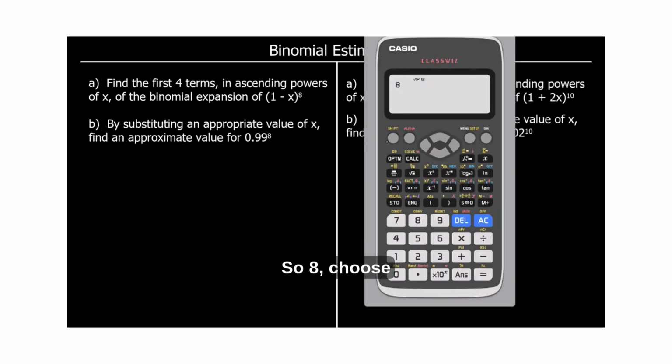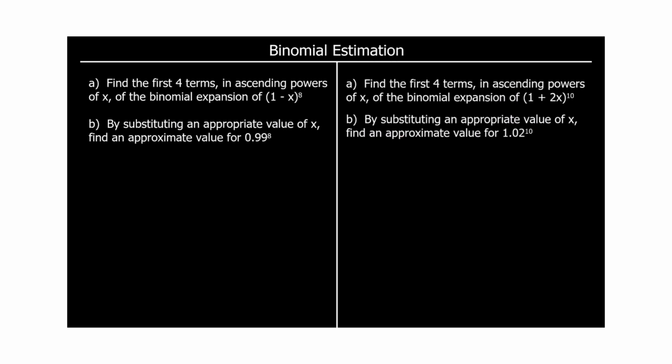So we'll use the calculator to generate that line of Pascal's triangle. So 8 choose 0 is going to be 1. Then we're going to have 8. So it's 1, 8, 28, 56.